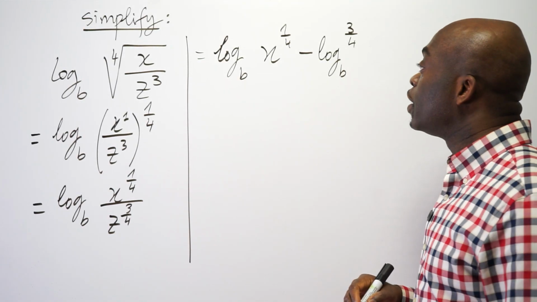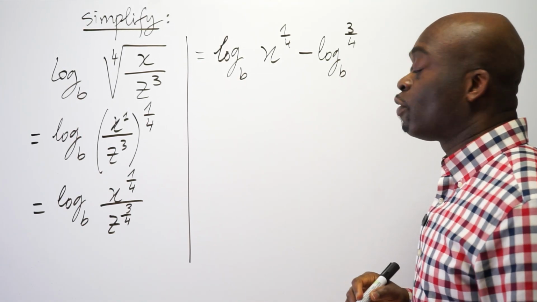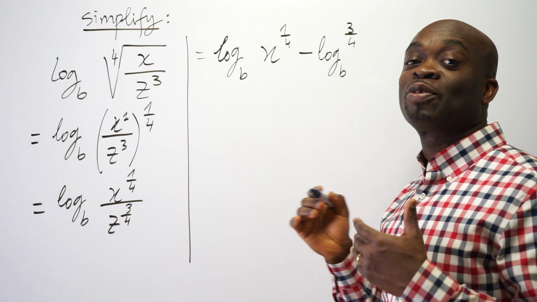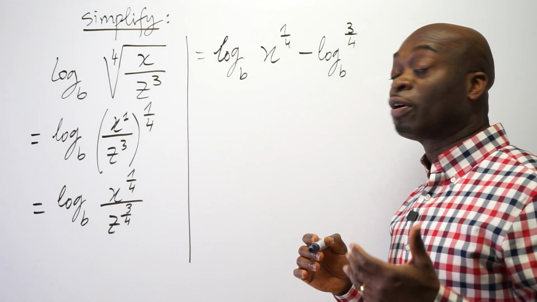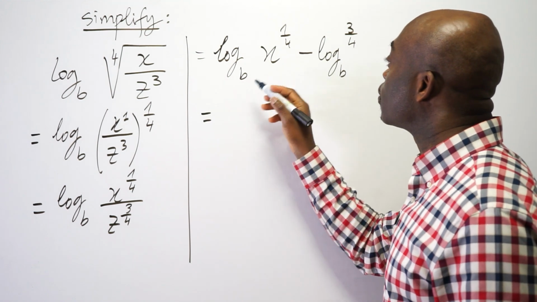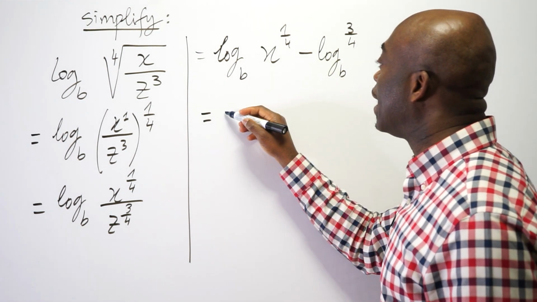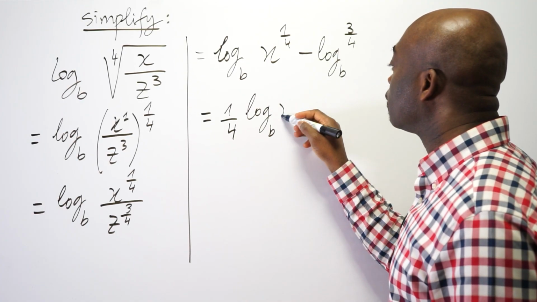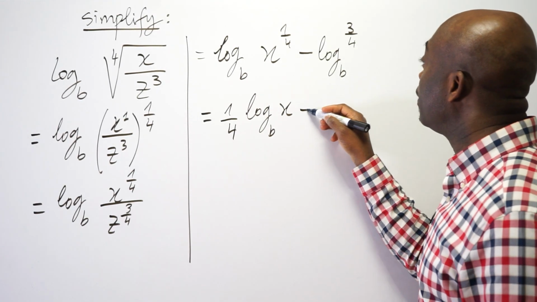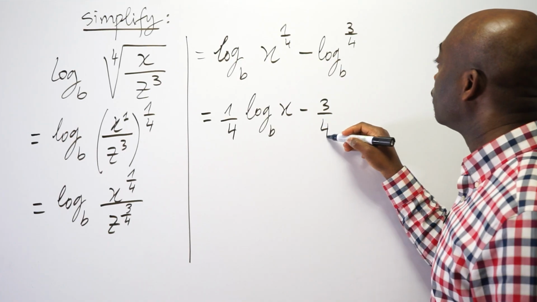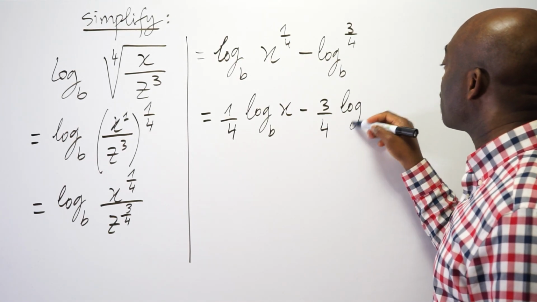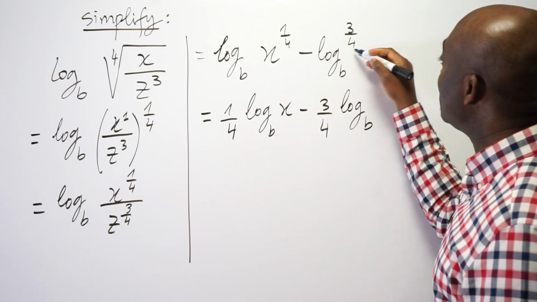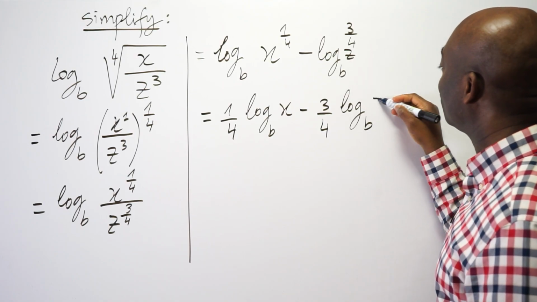Once we concentrate on that, what's going to happen? Now we have powers that we have to deal with, so we have to use the power rule of logarithmic functions. So the quarter is going to come down. It's going to be 1 over 4 times log base b of x, minus 3/4 times log base b of z.